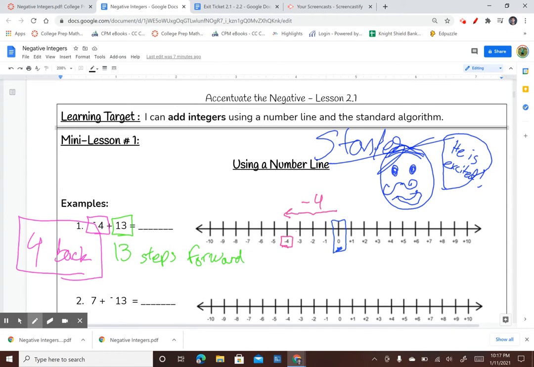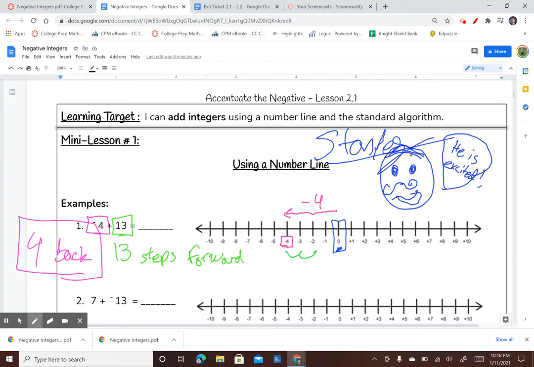And then when we're adding, we can think about which way we would typically move on a number line. So if I did 2 plus 4, 5 plus 6, which way are we moving when we're doing our addition? Moving to the right, making it more positive. In this case, we're telling him to move 13 steps forward. So let's go ahead and count them out from negative 4. 13 steps forward.